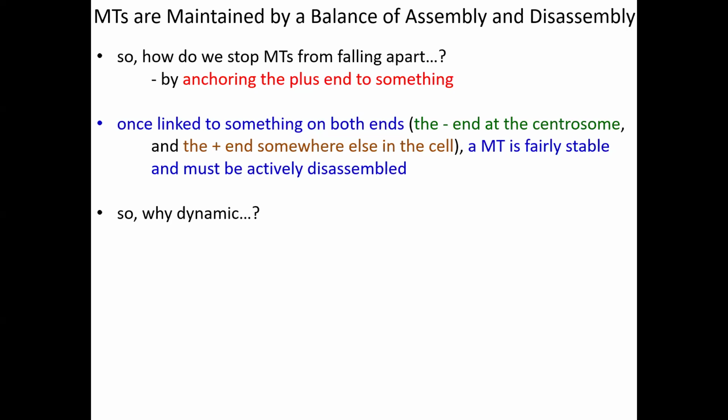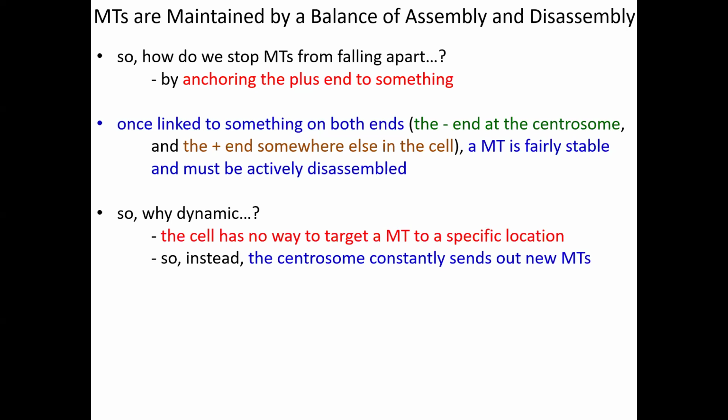It seems remarkably inefficient, especially because it all hinges on a triphosphate, which we already know are very difficult and highly energetic to make. Well, the reason for this dynamic instability is because the cell has no way to send a microtubule out to a specific location. All of this microtubule construction is being done blind. So the strategy is that the centrosome sends out microtubules in all directions all the time. And some subset of those microtubules, by random chance, like throwing darts at a dartboard blindfolded, are actually going to hit an appropriate target.